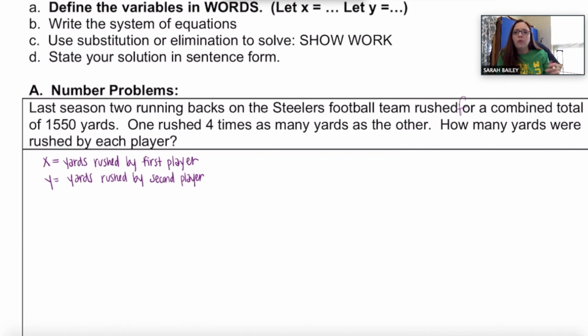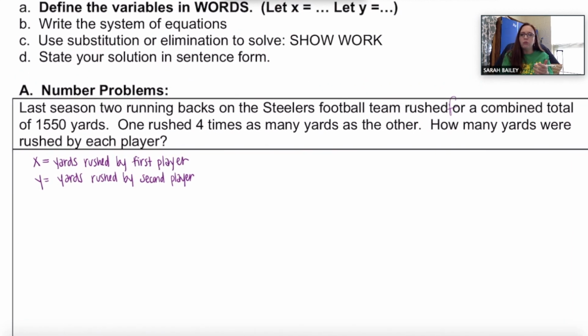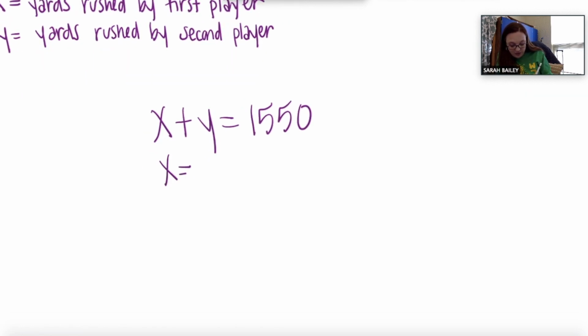Okay. So it says that both players rushed for a total of 1,550 yards. So we can say x plus y is 1,550. That's one equation. The second sentence says one rushed 4 times as many yards as the other. And it doesn't say which player rushed 4 times the other, so it doesn't matter. So one of them rushed 4 times what the other one did. So I can say x is equal to 4 times y, or I could have said y is equal to 4 times x. Either one would have worked.